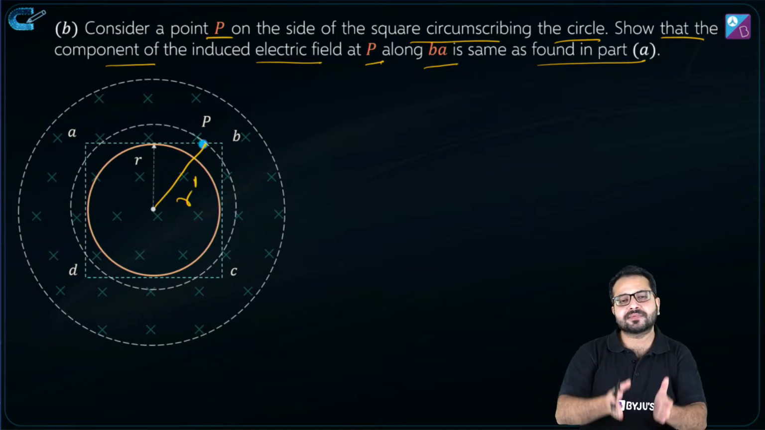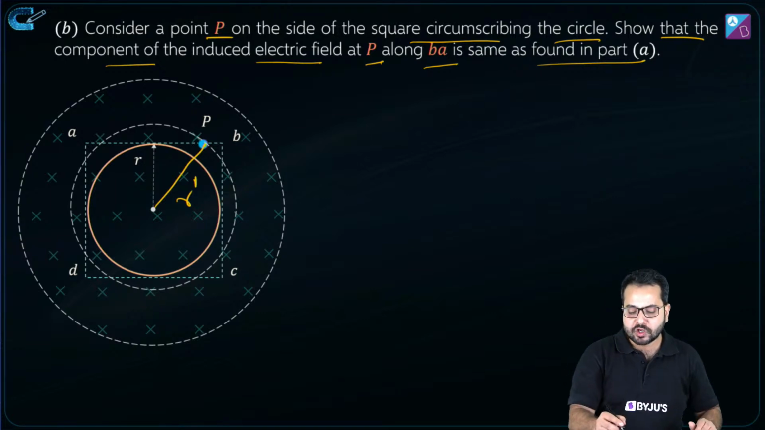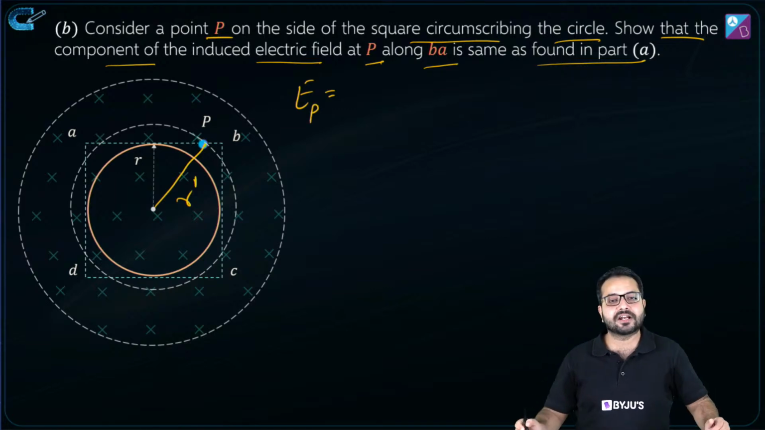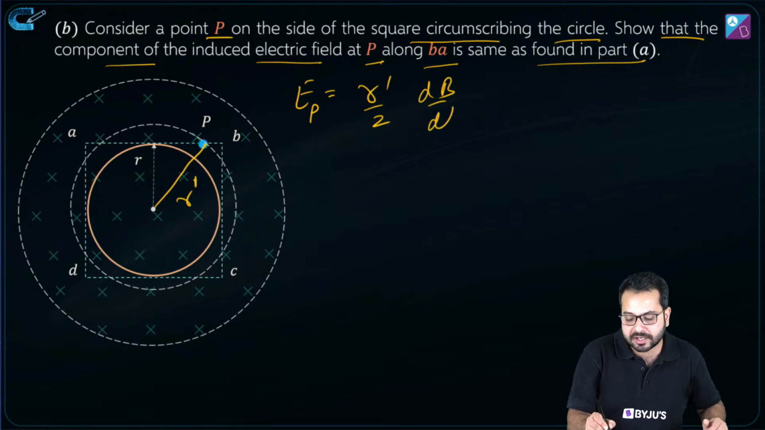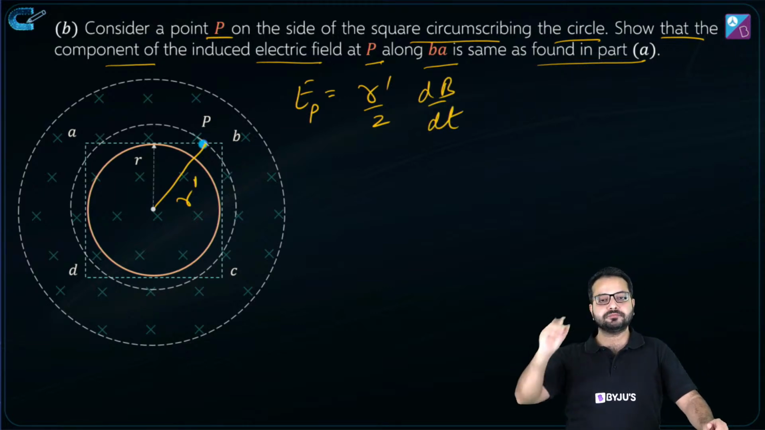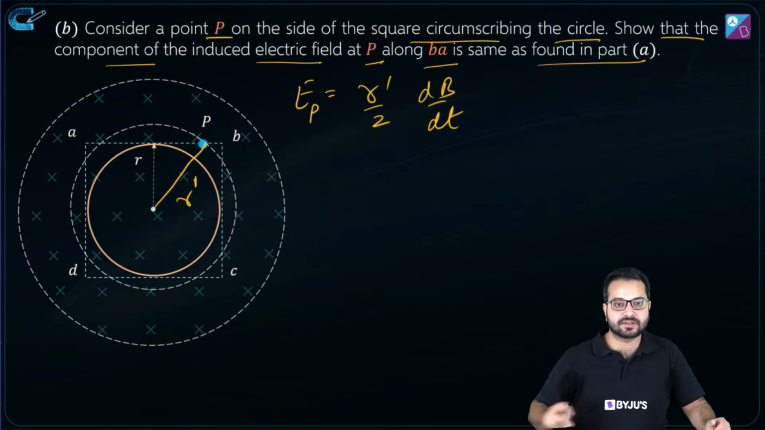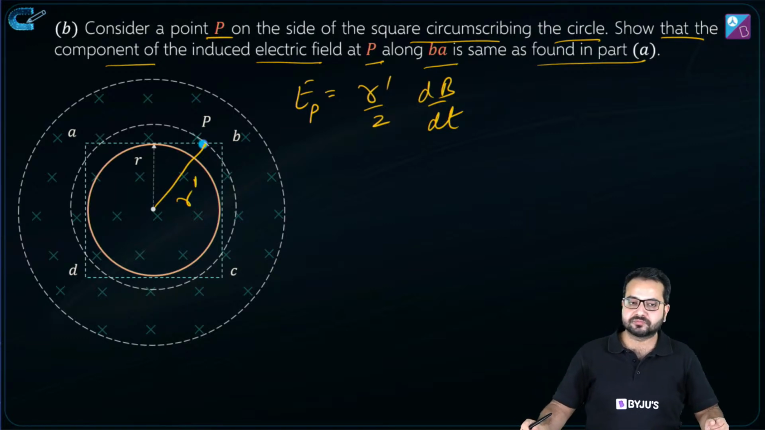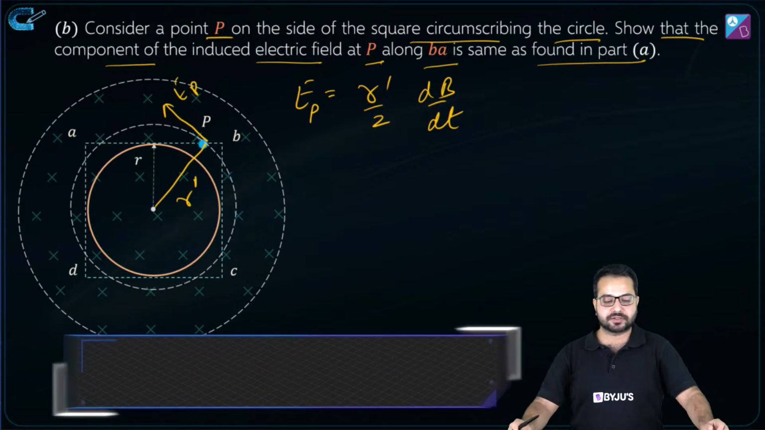Now this becomes exactly like the problem before. So what I can say is that the electric field at point P is going to be r prime divided by 2 dB by dt. Do you agree? Now the radius has become r prime. So on this circle, can I say that EP is going to be r prime upon 2 dB by dt? Is that correct? Any problem? And what will be the direction of EP? The direction of EP is going to be tangential at this point.